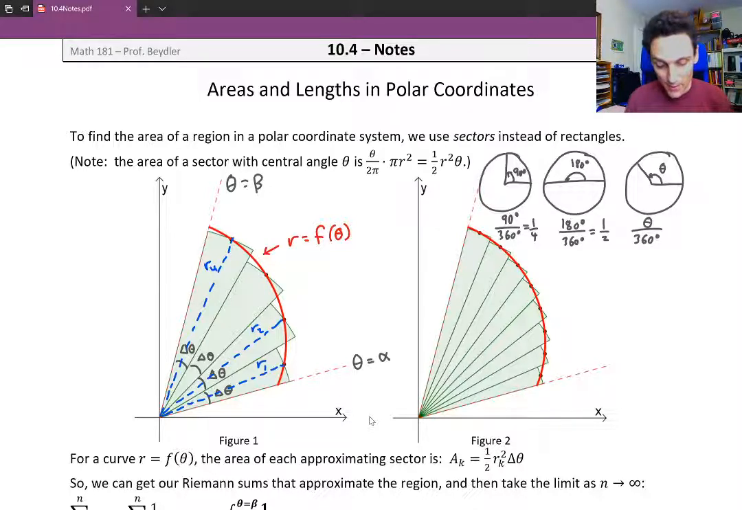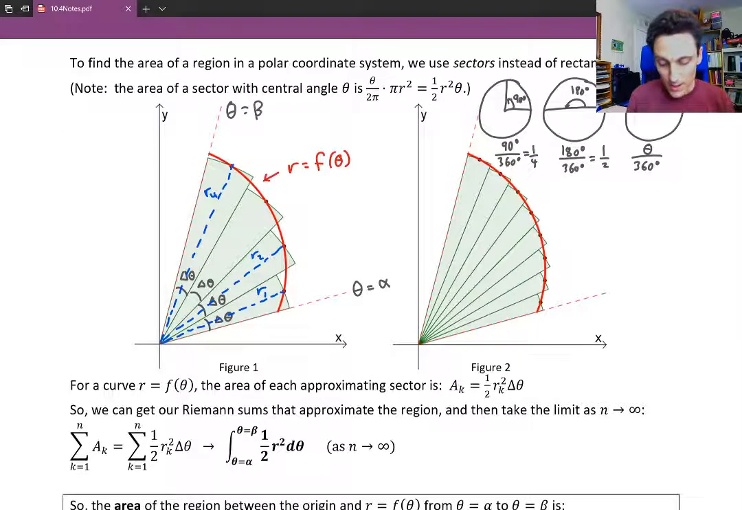So this gives us something to work with when we're trying to figure out the algebra. Down here it says for a curve r equals f of theta, the area of each approximating sector is going to be a sub k. K represents the index, so this is k equals 1, 2, 3, and 4, the 4 sectors. The area of that first sector will be 1/2 r sub 1 squared delta theta. So in general, it'll be 1/2 r sub k squared delta theta. That's the area of each of these sectors.